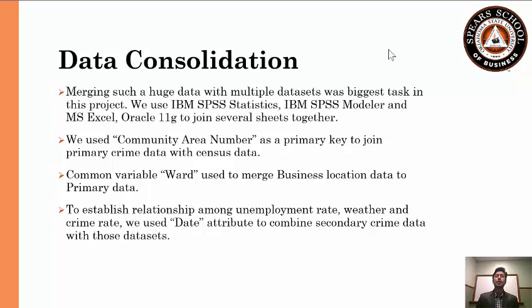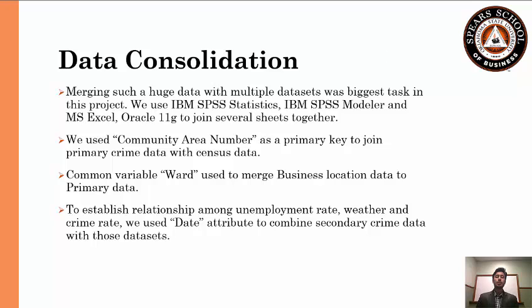We used several attributes, such as community area number as the primary key, to join primary crime data with census data. Also, a common variable, VOD, was used to merge business location data to the primary data that we had. And in order to establish the relationship among several different attributes such as unemployment rate and weather, we used the date dimension to combine secondary crime data with those datasets.